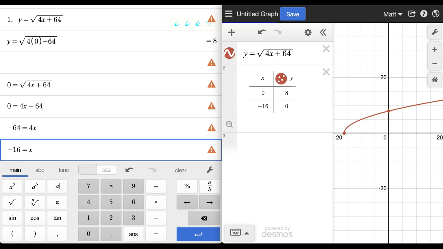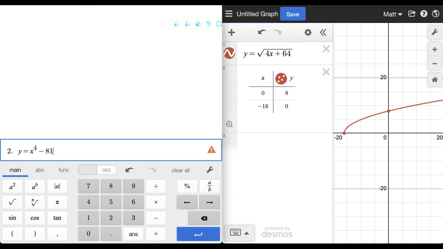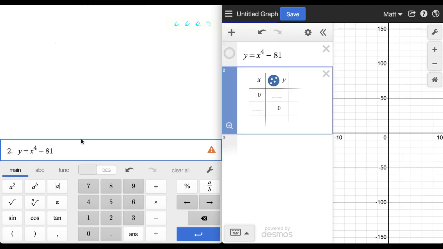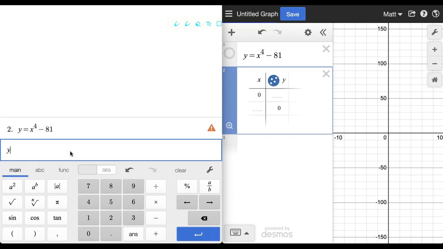All right, number 2, same process. We're going to plug in our zeros where we need to. Let's solve for the y-intercept first. So y is equal to 0 to the power of 4 minus 81. Simplify gets negative 81. So there is our y-intercept.